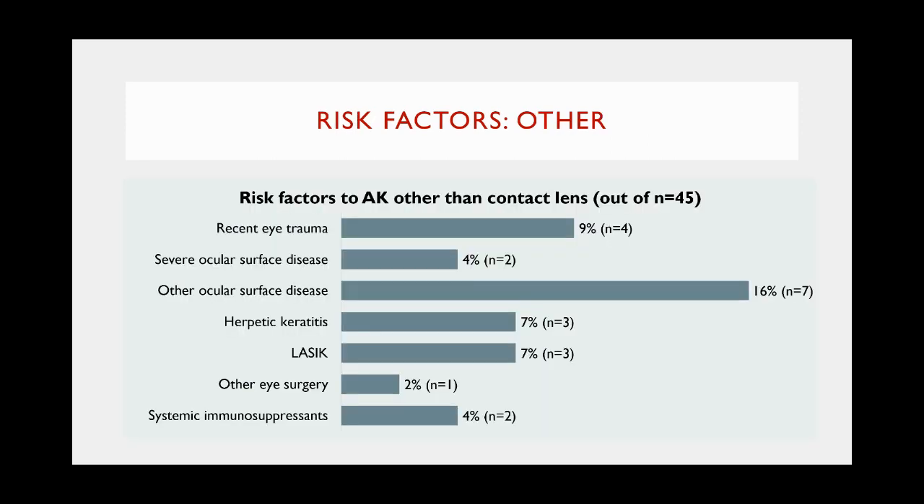Beyond contact lens wear, 9% of patients had recent eye trauma, 4% had severe ocular surface disease, 16% had some other form of ocular surface disease, including mild to moderate dry eye. 7% had previously diagnosed herpetic keratitis before the current round of symptoms had ever started. 7% had a history of LASIK, and finally 4% had a history of systemic immunosuppression.